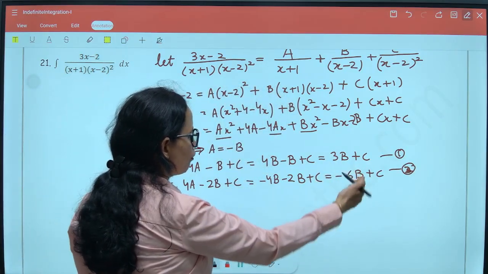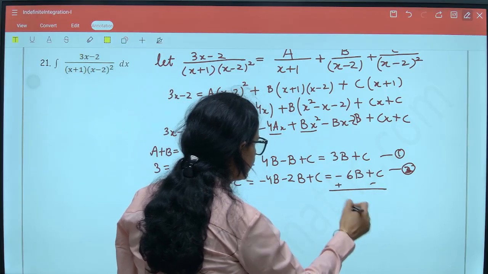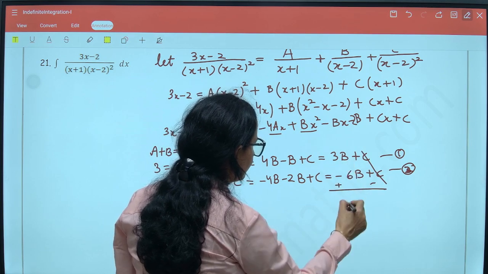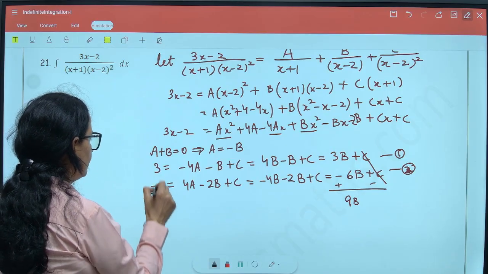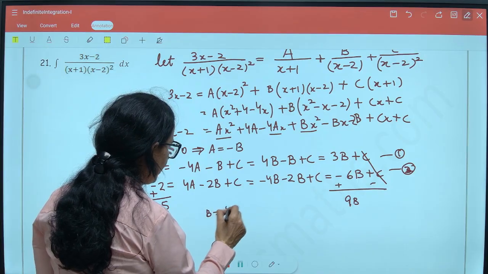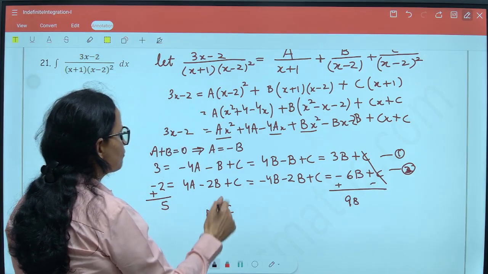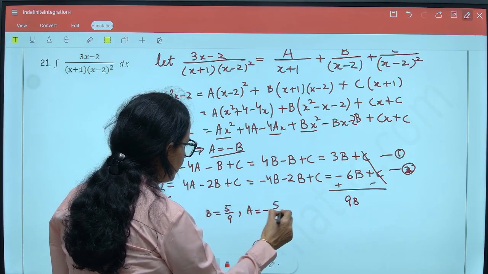If you look at the coefficients, the way we solve linear equations, you just subtract the two equations. What do we get? C gets cancelled and it becomes 9b, and on the left side we have 3 plus 2, which becomes 5. So that means the value of b comes out to be 5 by 9. When b is 5 by 9, then a is going to be minus 5 by 9.